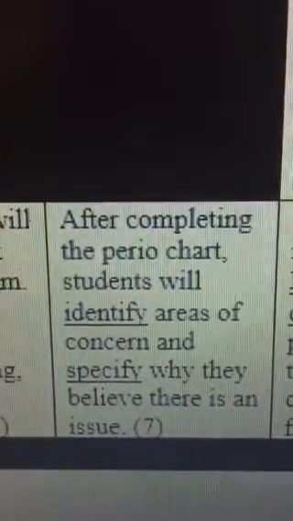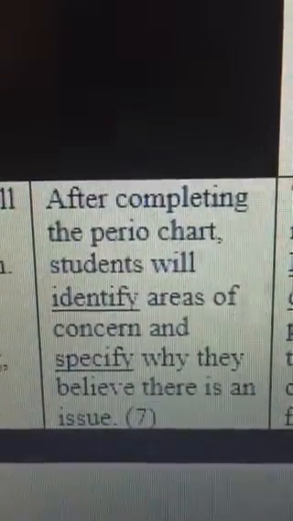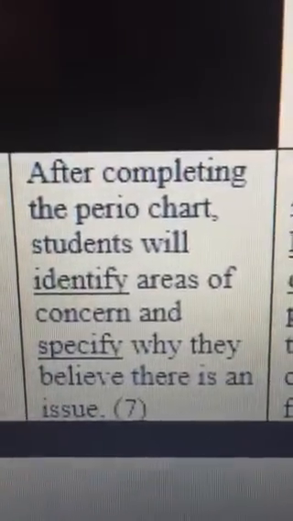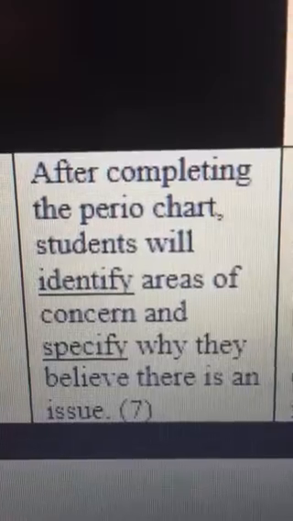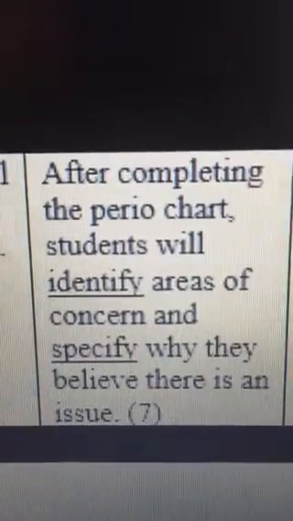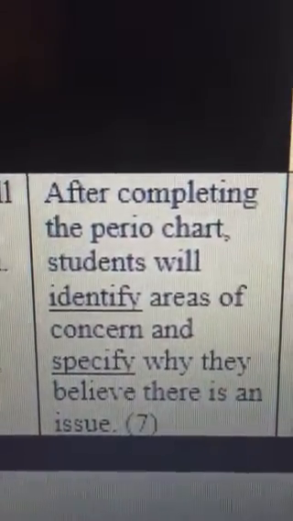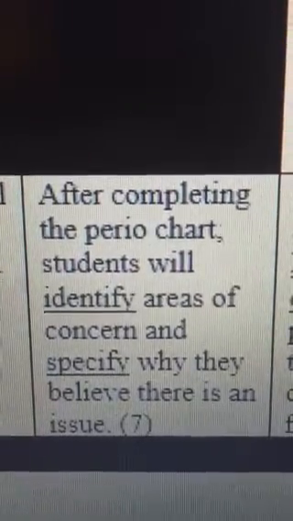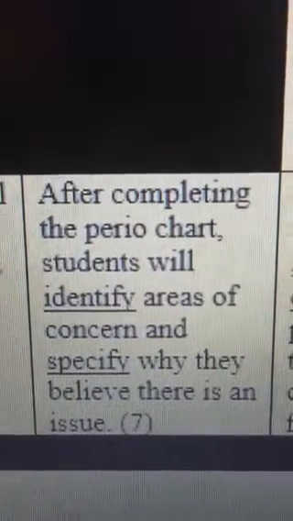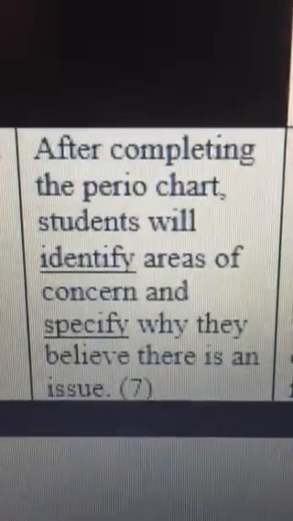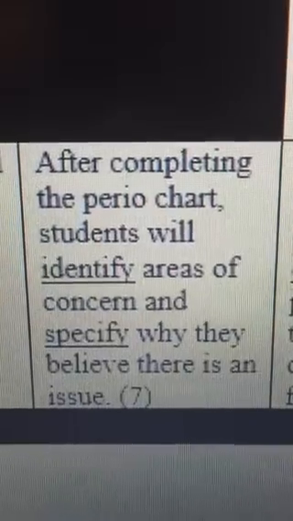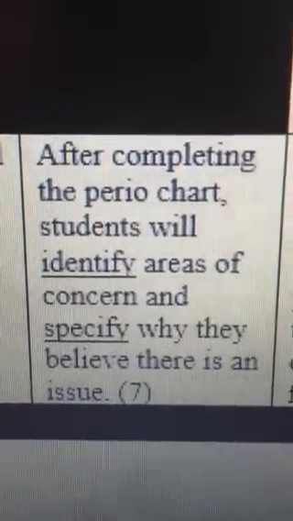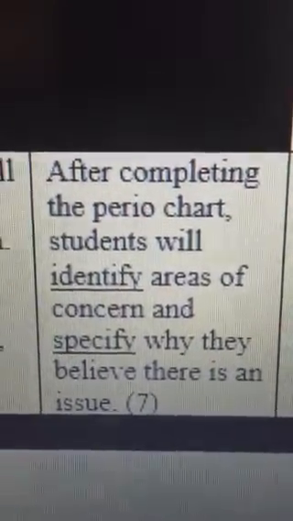The corresponding assessment for that is that after completing the peri chart, the students will identify areas of concern and specify why they believe it to be an issue. So I want them to be able to explain, here I can see that there's an issue because there was a 5 and there was bleeding. This patient may need scaling and root planing, so that they can help educate the patient. You know, if I was to leave the room or not be available, to explain that, you've had some attachment loss and you have some bleeding and there's some infection.